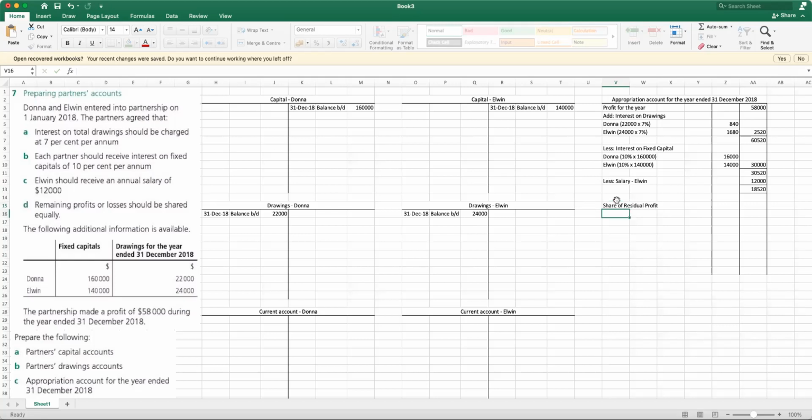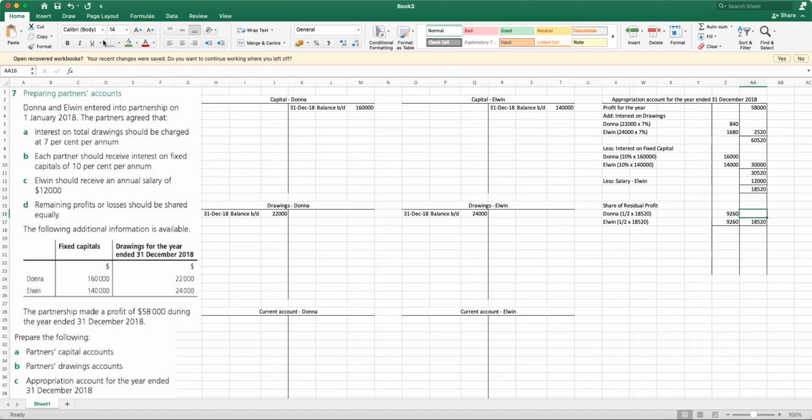Since it is said that they will share equally, Donna will get 50%, which is half of 18,520. Alvin will also get the same. So here your calculation should be this one divided by 2, same thing, this one divided by 2. And here you're just supposed to show the examiner that you total them up and they are the same. Well, they should be the same because you got the amount from there to divide by 2.